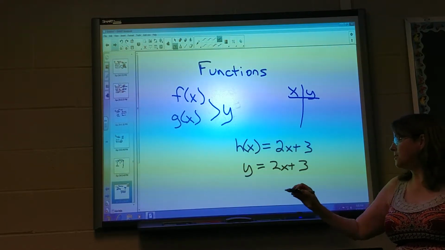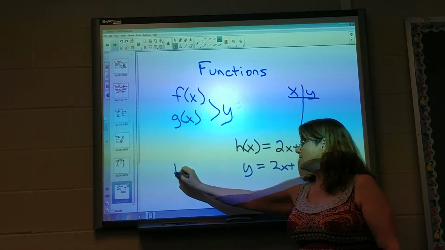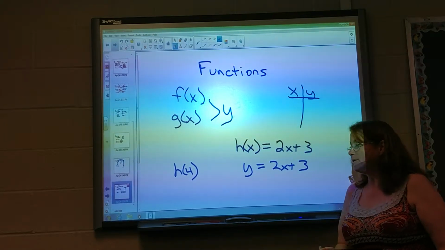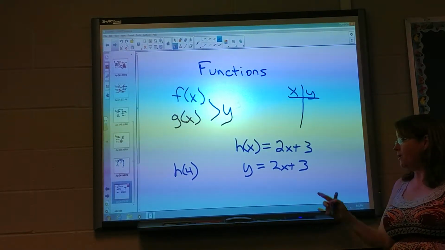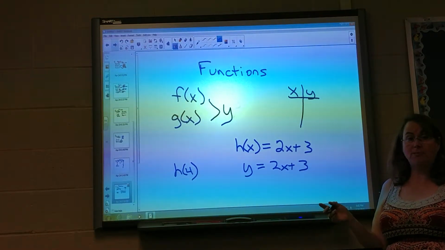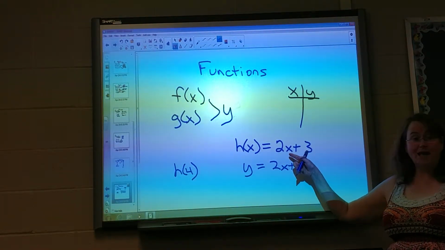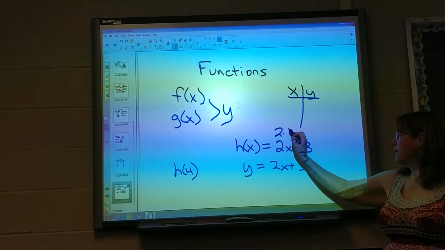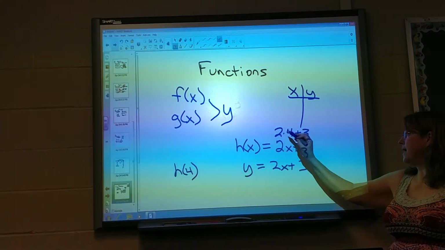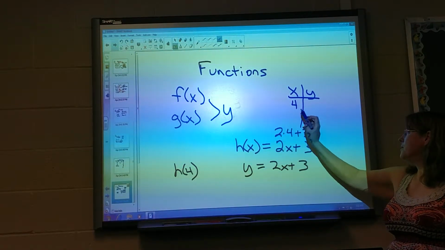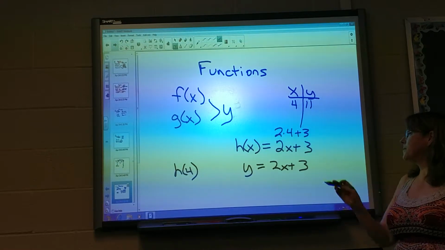So what they will do is they'll say h of 4. What is it for h of 4? What did they replace with 4? They replaced x. So where it says x, you're going to put 4. So you have 2 times 4 plus 3. 8 plus 3 is 11. So when x is 4, y is 11.